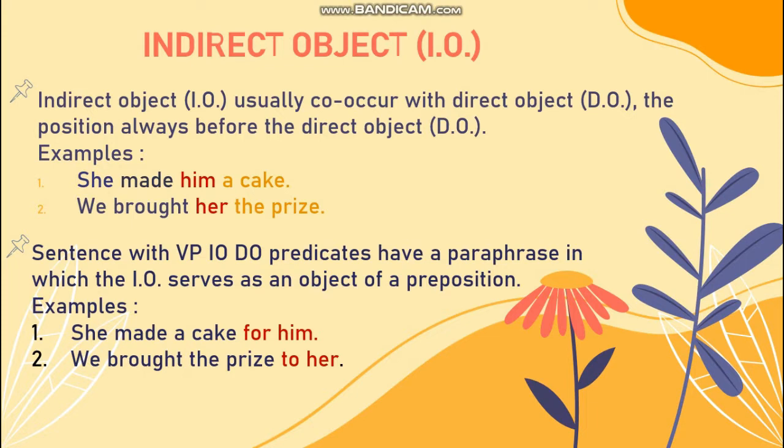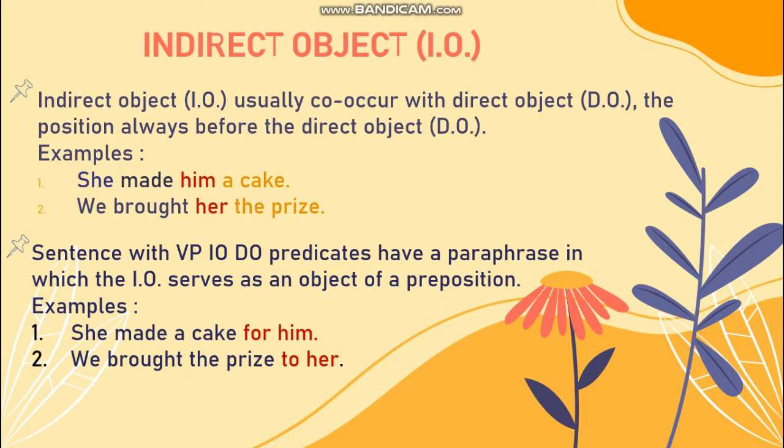And then next, indirect object. Indirect object usually comes with the direct object, and the position will always be before the direct object. The examples are: she made him a cake, and we brought her the prize. So the position of the words him and her is before the direct object.